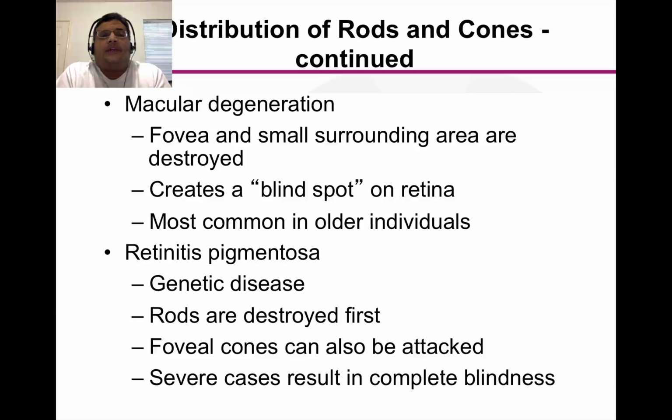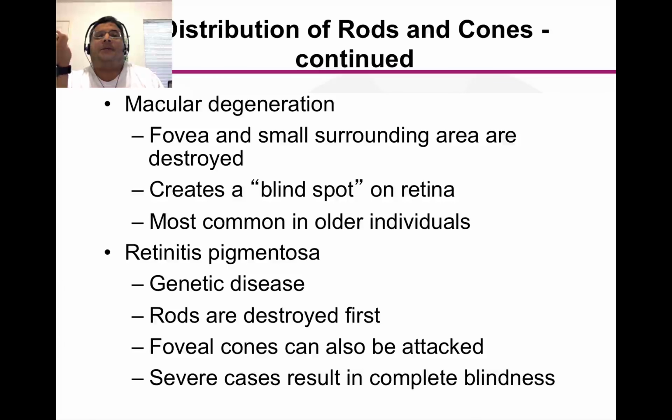Another disease that's listed here on this slide is macular degeneration. Macular degeneration is when the fovea dies. Basically, the fovea and the area around it die. So what you end up with is, in the middle of your visual field, just a white stain. You can't see anything, right? A huge blind spot. It happens a lot in older people.